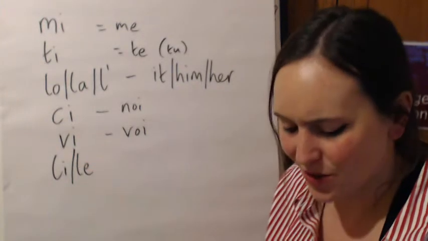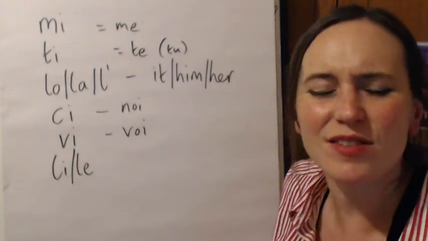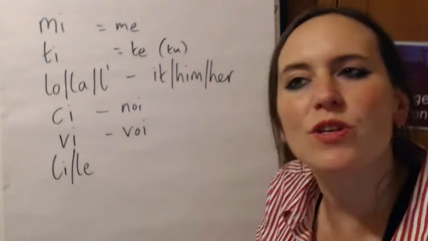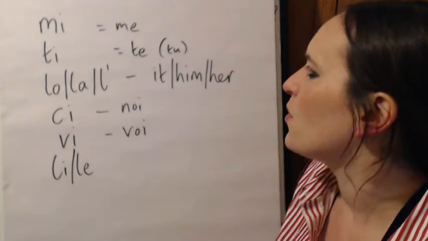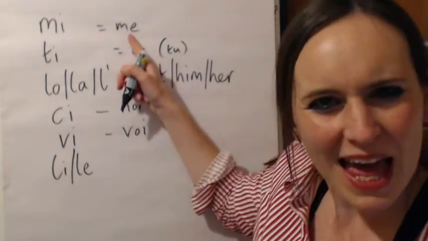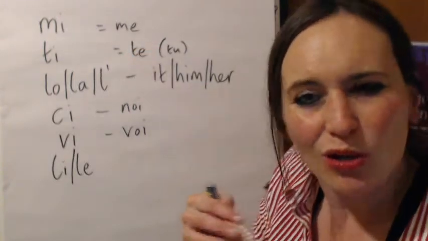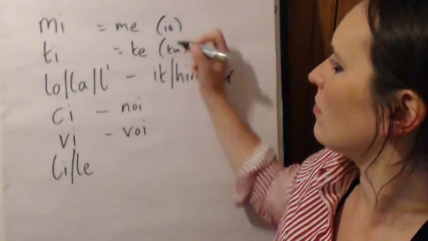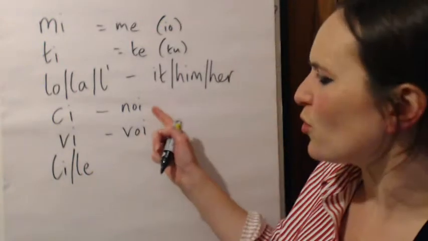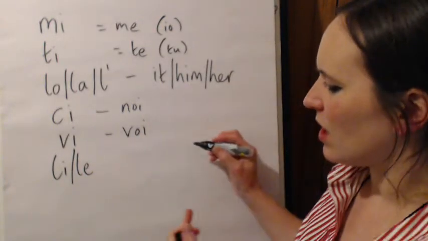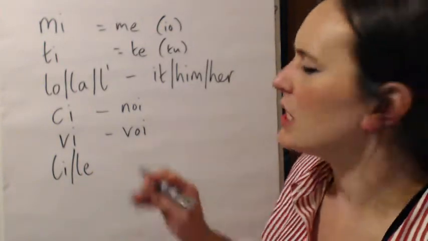What's the difference? So this is confusing. This isn't what this video is about, but it's worth just mentioning here. And why is it me and not io? This is noi and this is voi. Li and le, we'll come on to that in a minute.